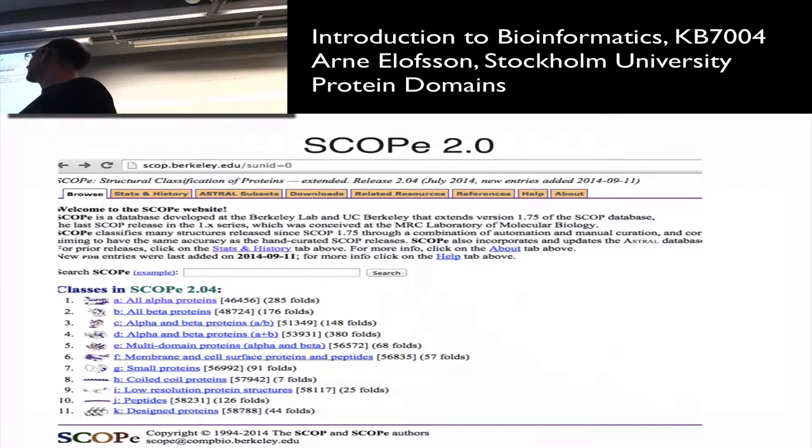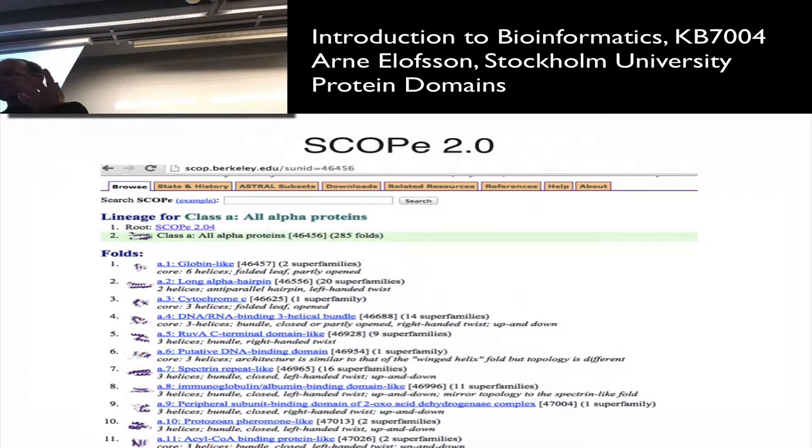So if you take the alpha ones and look at that, this was the class level, so now we go to fold level. All the alpha helical proteins can be divided into folds. And in this case, there are 285 different folds. So 285 types of structures that are similar. They are classified by, for example, how many helices. The first one is globin-like, so that's myoglobin. There are 6 helices, folded leaf, and it's partly open. The next one is a long alpha hairpin, which is 2 helices, and the antiparallel hairpin, 3 helices, etc.